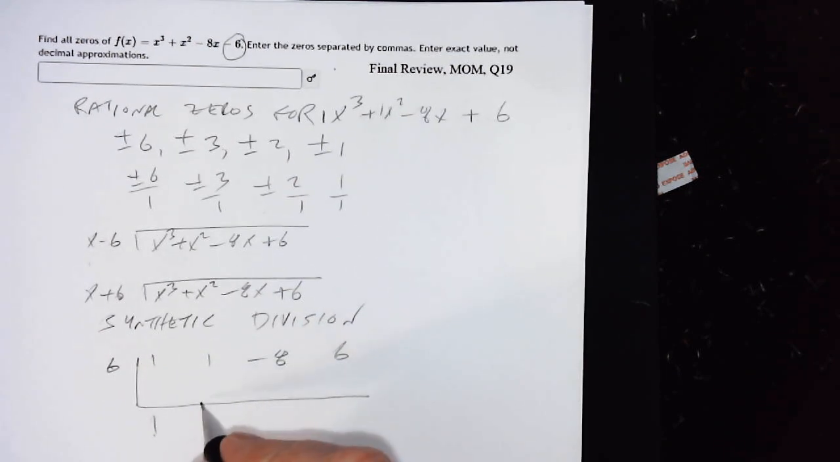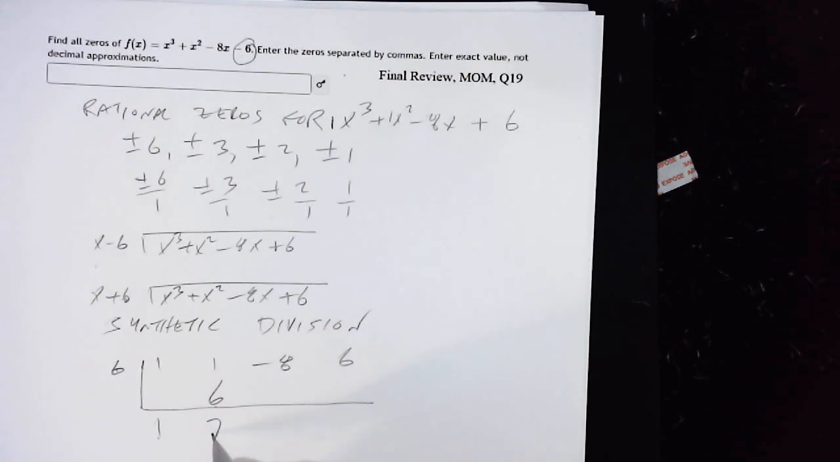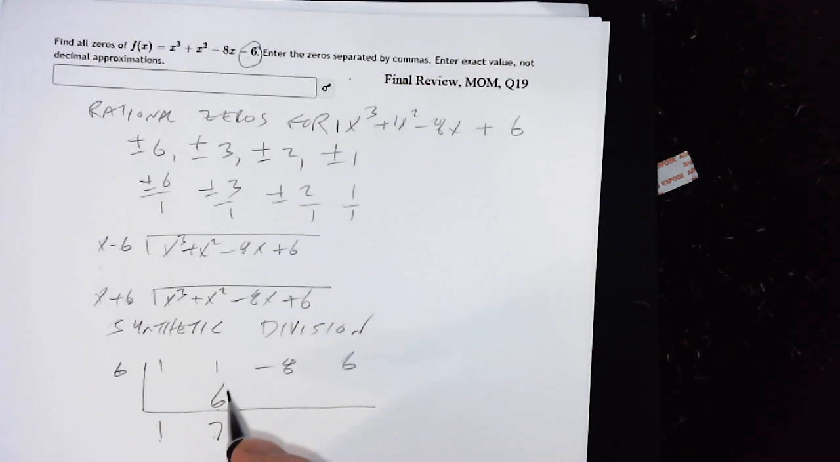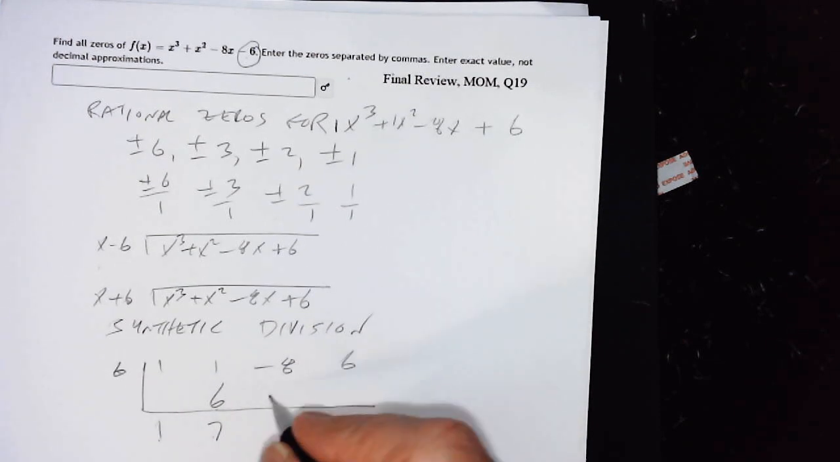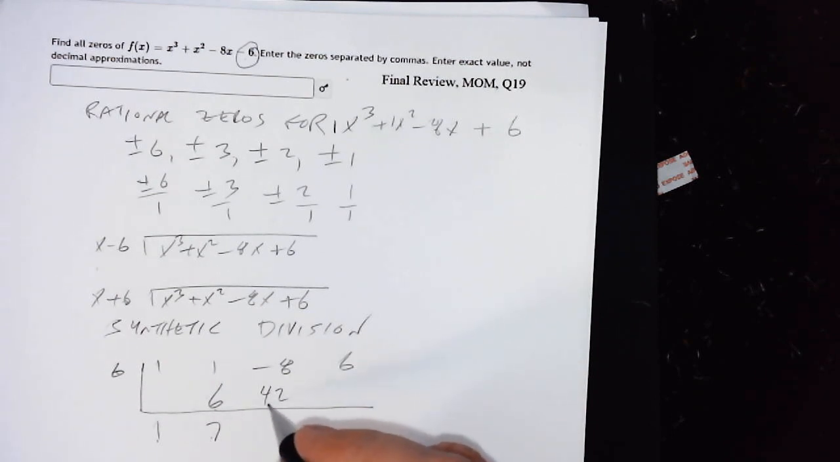6 times 1 is 6. Add these. 1 plus 6 is 7. Now we multiply. 6 times 7 is 42. And then we add these two numbers. 42 minus 8 is 34.